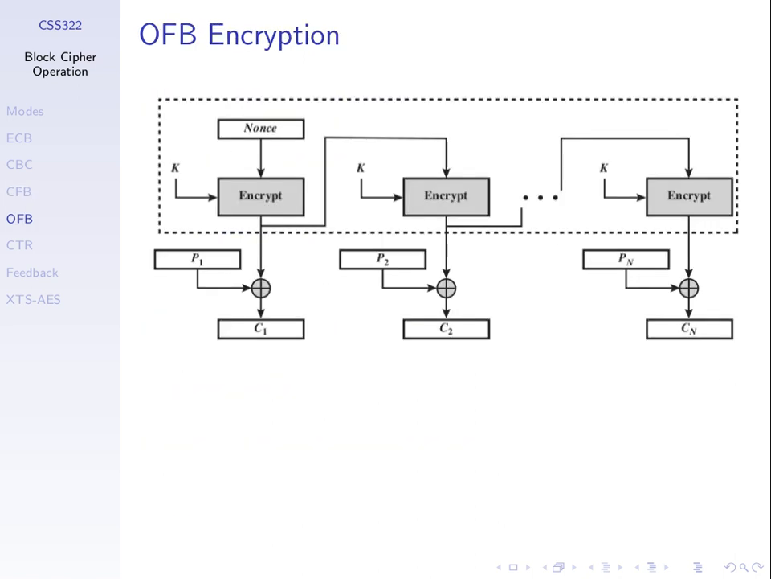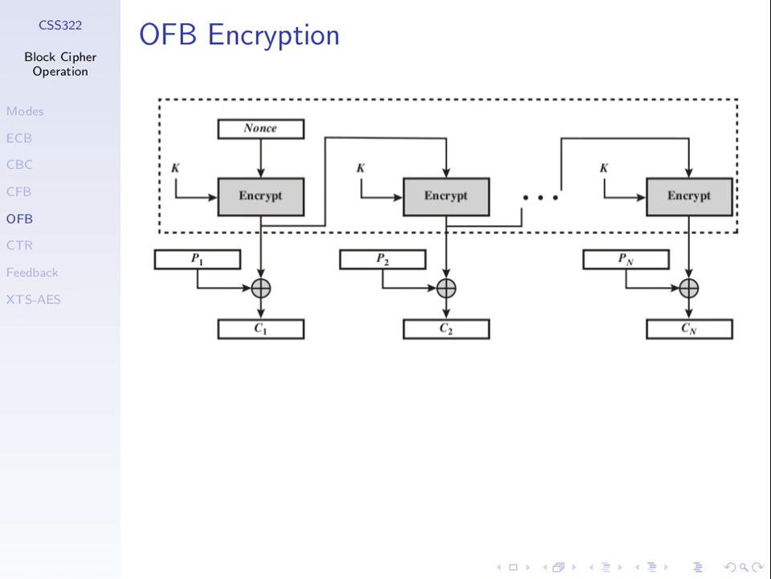Output feedback mode, very similar to cipher feedback mode. We didn't go through an example. But the difference, it says it's a nonce, but it's an initial value here. Output feedback mode, take the output of the encryption and feed it in. In our cipher feedback mode, we took the ciphertext and fed it into the next round, the next phase. See the difference? If you look at CFB, we took this in CFB. Here we take the output of the encryption.